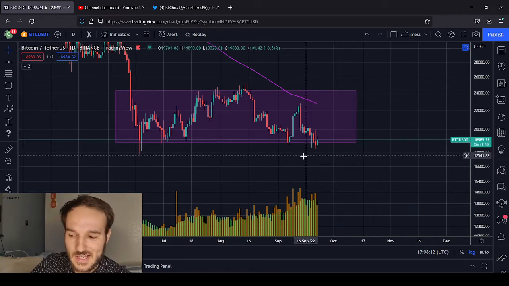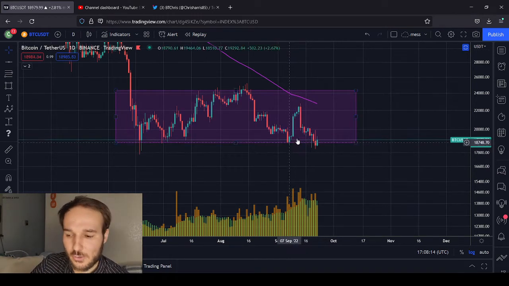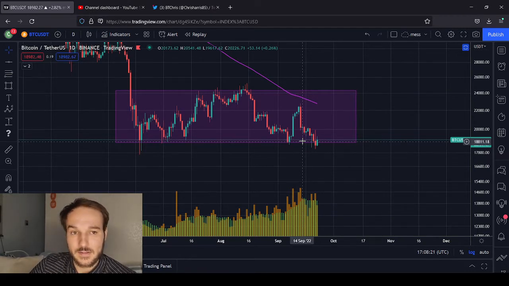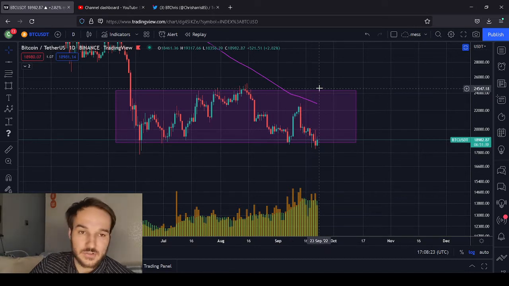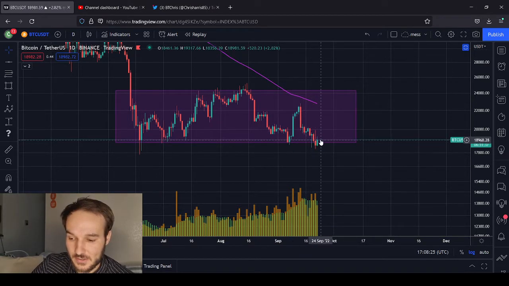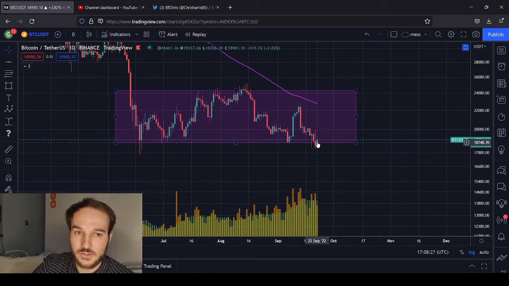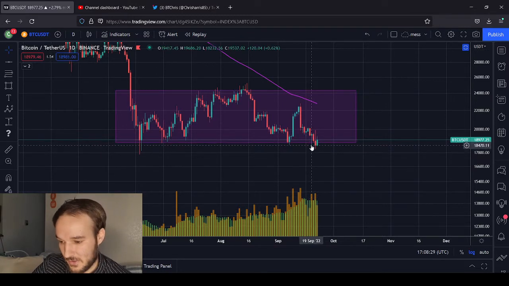I think that spells a classic fake out. Anyways, long story short, we're at the bottom of this range. If you're a trader and you notice that you're at the bottom of a range, what do you do? You look to buy. If you're at the top of a range, you look to sell. If you're selling here at the bottom of this range, you're doing it wrong. You are doing it 100% wrong.